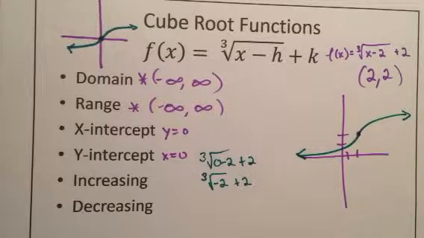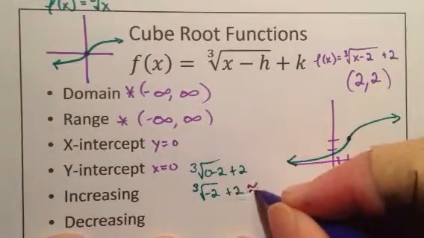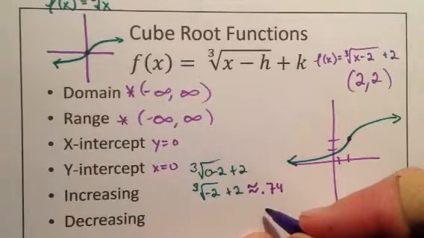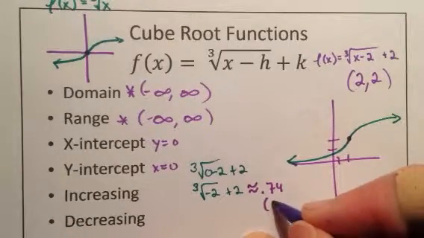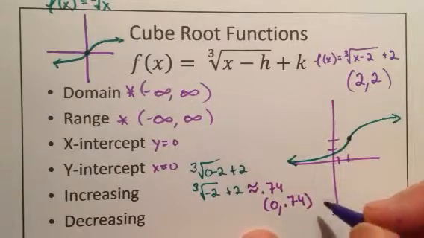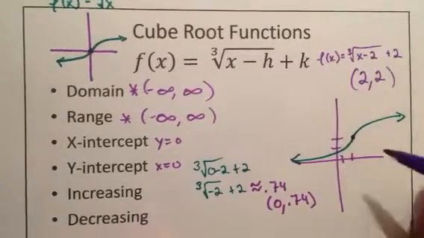So I'm going to do the cube root of negative 2, plus 2. I'm just going to get a decimal for this. And I get roughly 0.74. So this is about 0.74. That means I'm going to have a y-intercept at 0, 0.74 roughly. And that looks about right, right? Actually, I drew that really well.